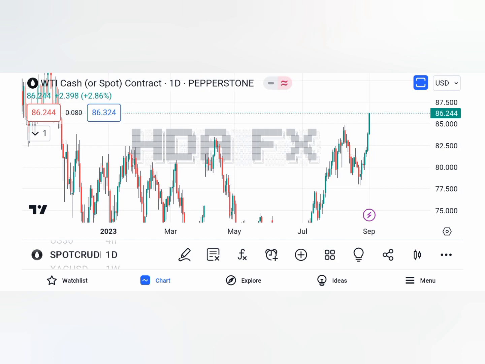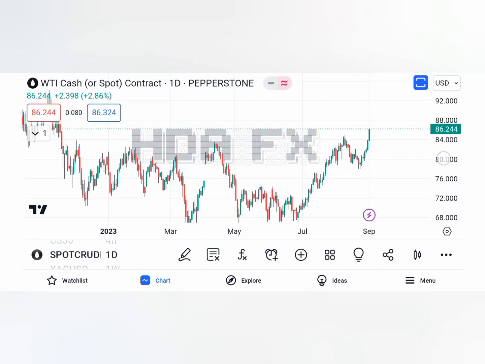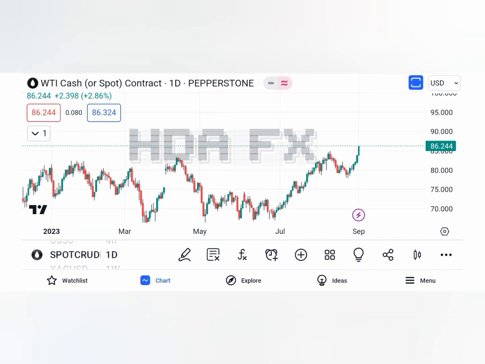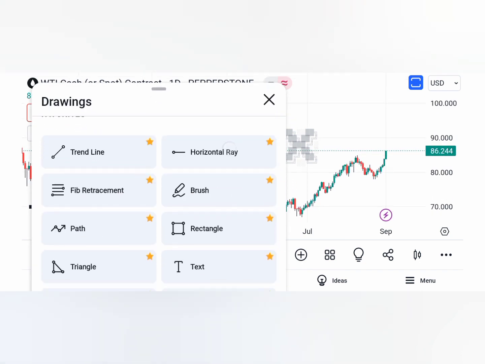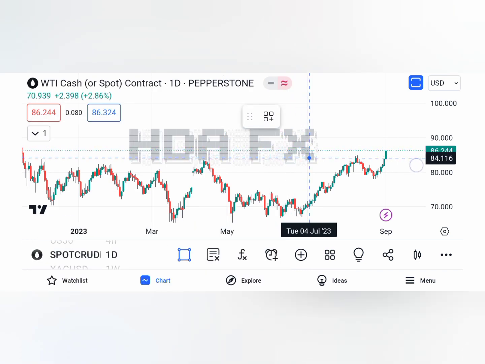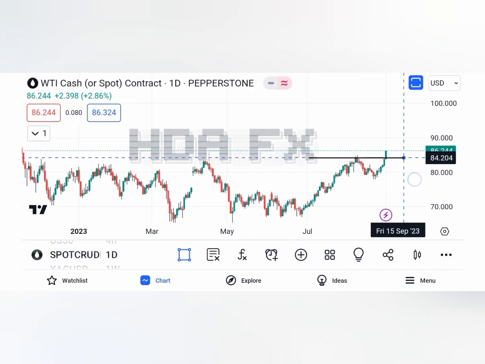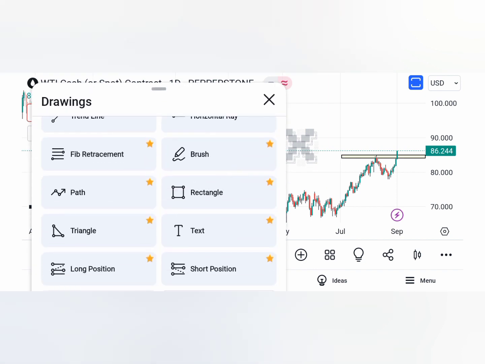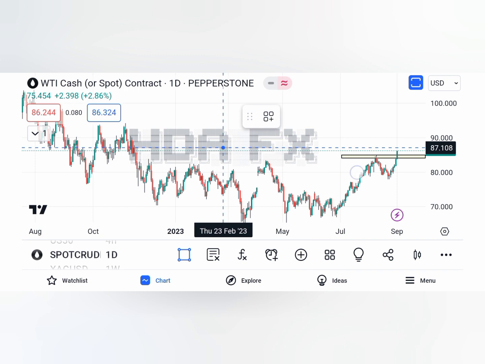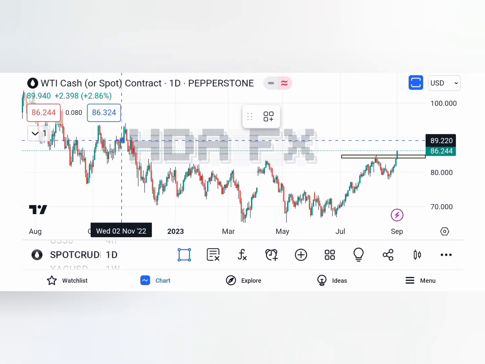Our last market we'll be looking at is the oil market commodities, which is US oil. So on US oil, we can see that the market is bullish. The market is very, very bullish on US oil. So we can spot this key level here on US oil. So my target for US oil will be to this point here, up to this level.